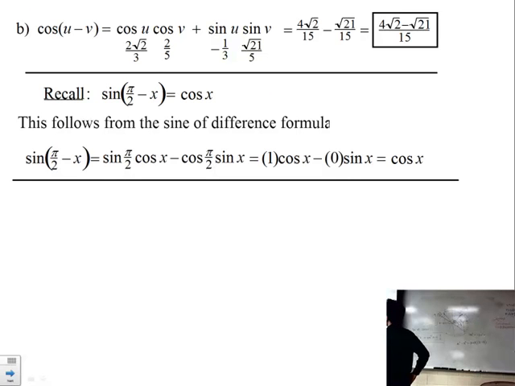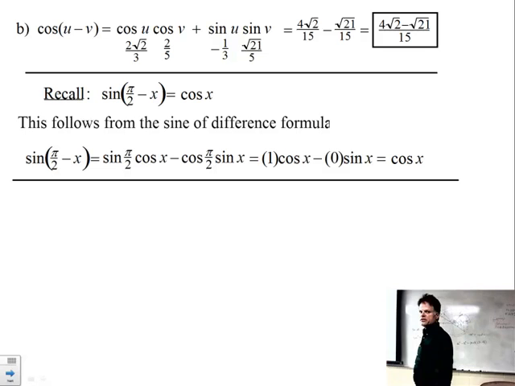So, let's go back and recall the complementary angle formula for sines. Sine of pi over 2 minus x equals cosine x. This now follows from the angle addition formula, right? Because this is just the difference of two angles. Plug this in and expand, and sine of pi over 2 is 1 because that's pointing straight up. Cosine of pi over 2 is 0 because it's pointing straight up, and so there's no horizontal component. And so I'm just left with cosine of x.